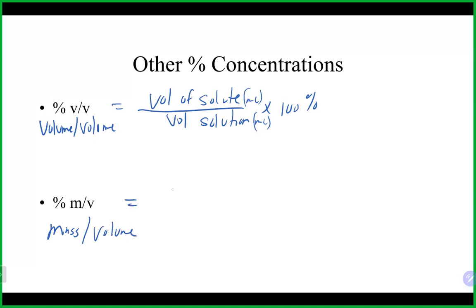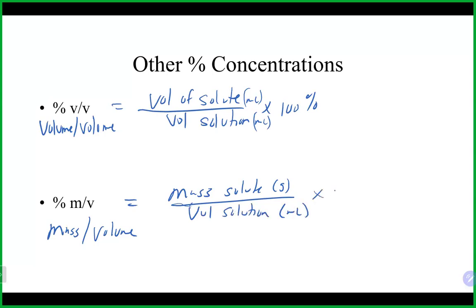And that is the mass of the solute, which is usually grams, divided by the volume of solution, which is usually milliliters, kind of like a density almost, times 100% in this case. Now, once again, much like the percent mass to mass, if you're given the percentage of either of these, you could also turn them into conversion factors.